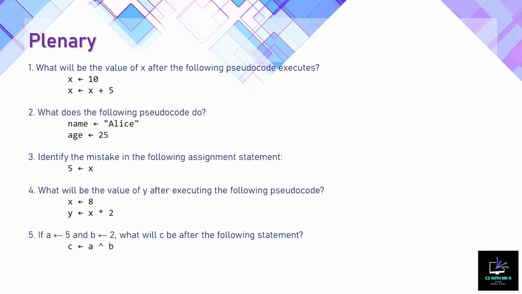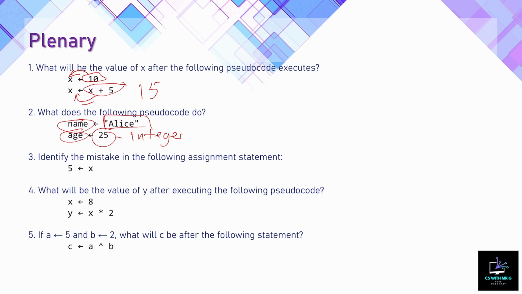So question 1, what will be the value of x after the following pseudocode executes? Well, x is set to 10, so we store the number 10 in the variable x. We then add 5 to x, and then store the answer, overwriting what was originally in x, meaning that x equals 15. Question 2, what does the following pseudocode do? Well, it creates a variable called name and stores the string Alice. So it simply stores the name Alice in the variable name, and the variable age contains the number 25, which is an integer. So nice and simple, two variables are created and store the values Alice and 25.